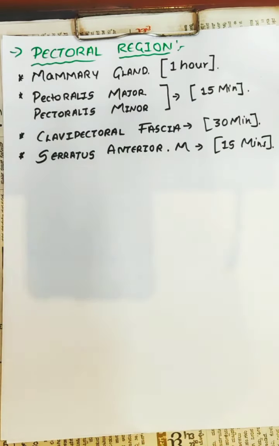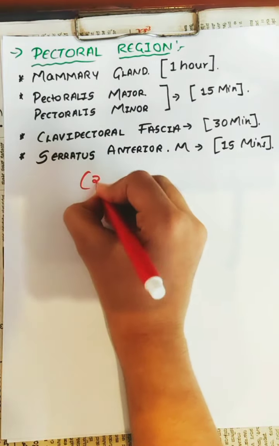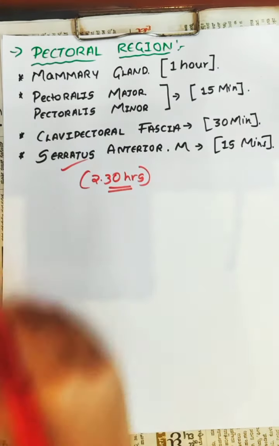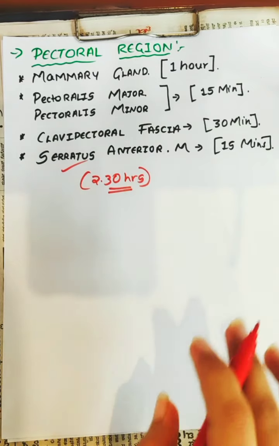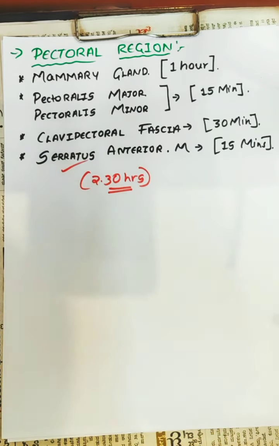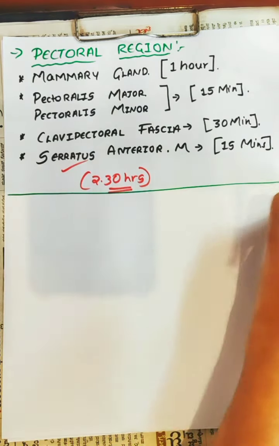If you total this, it will be 2 hours 30 minutes. So you have to keep a target, at least try to complete the pectoral region within 2 hours 30 minutes. So the next topic is axilla. The first chapter is over.